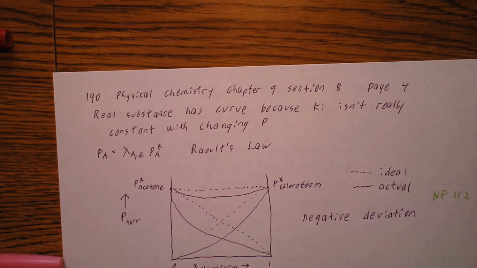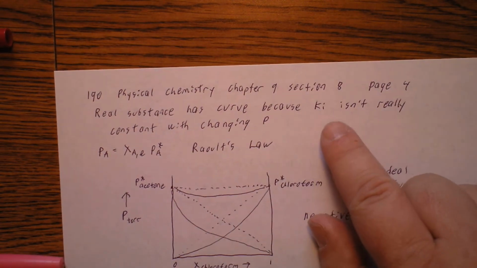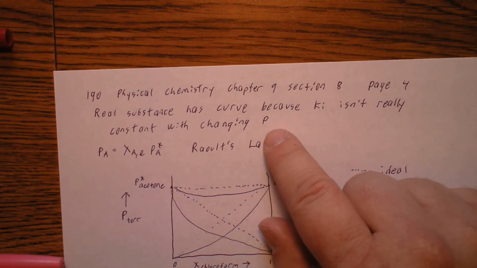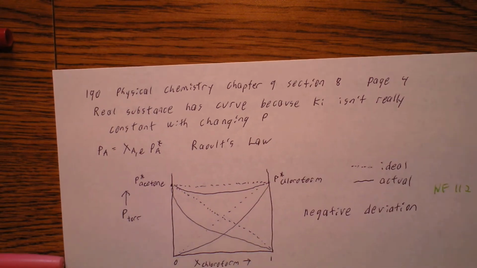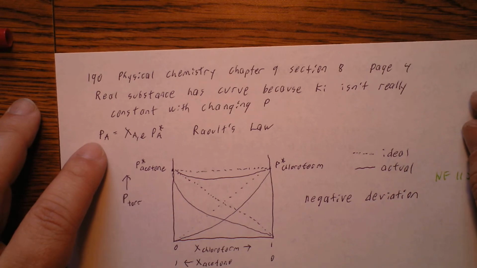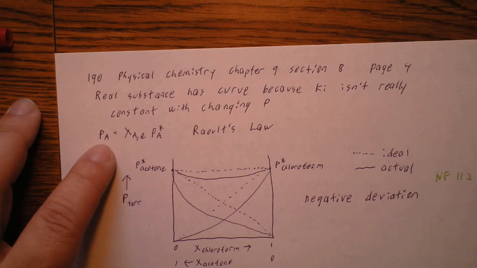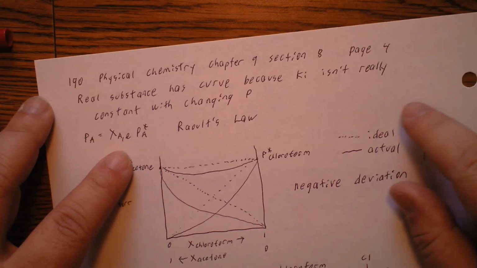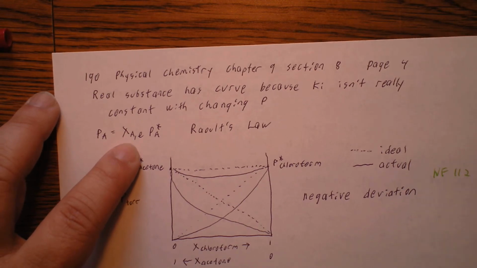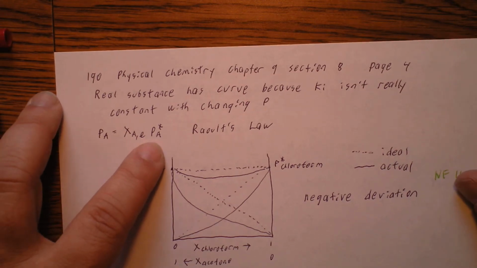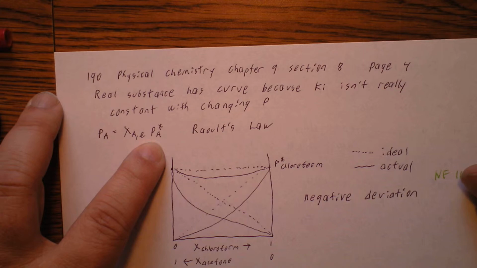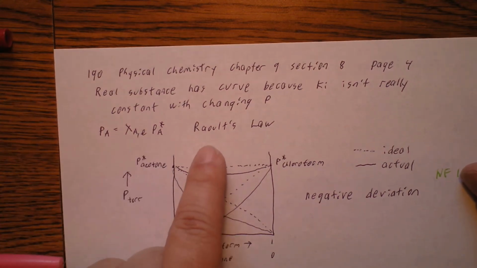Now real substances have a curve instead of a straight line because Ki isn't really a constant with changing pressure. It changes. Now let's say we have the pressure of the solvent. That's equal to the mole fraction of the solvent in the liquid phase times Pa star, the partial pressure of the solvent in the pure state. That's Raoult's law.